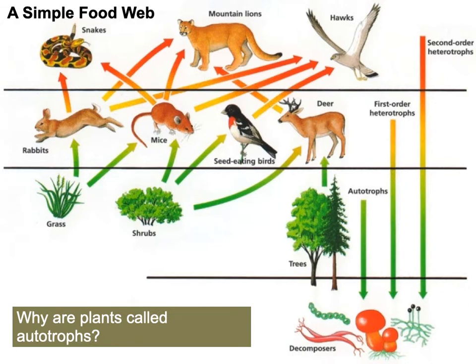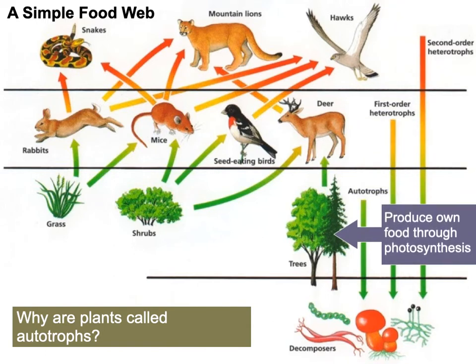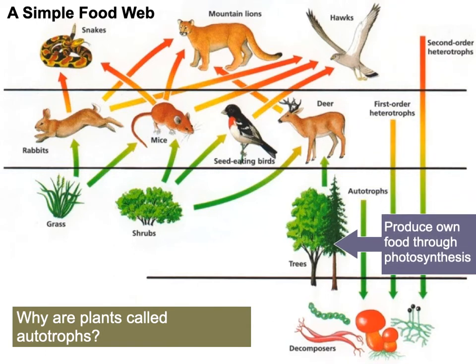And why do we call plants autotrophs? What are they doing? Yep, they're producers. They're making their own food with photosynthesis. Okay, producers. The questions go right along with this on your quiz if you're following along on your quiz.